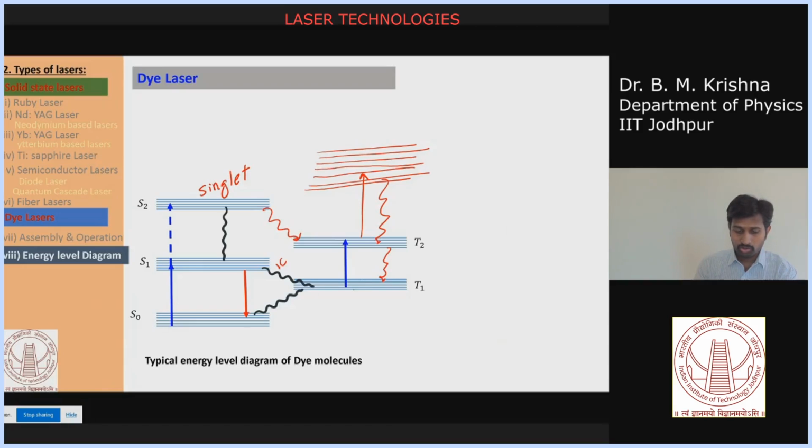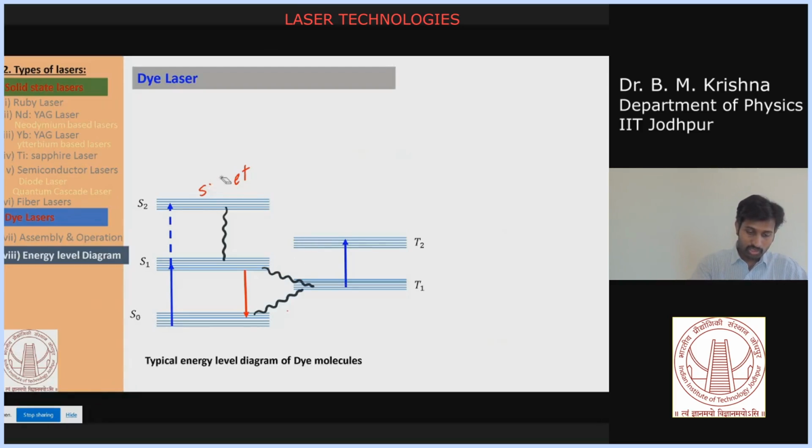From T1 to S0 again you have a non-radiative decay, so you don't have radiation that we can consider for lasing action. So these populations are getting wasted. That is why we always make sure that there is no inter-system crossing, or you limit the inter-system crossing by adding certain chemicals. So you prevent this inter-system crossing, then you have a very good lasing emission. Okay, so that is about your singlet to triplet state transition.